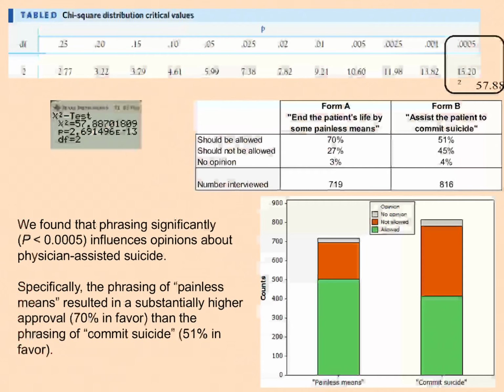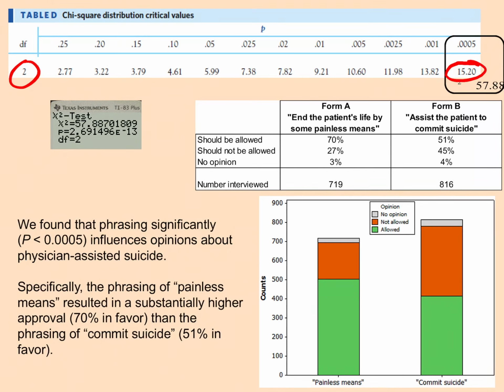All right, so we had a 3x2 table, so our degrees of freedom, again, as we saw earlier, is 2. So we're looking on row 2. You go all the way to the right, and the table sort of ends at 15.2. We have a chi-square of 57.88. So we know that our value is way off to the right of that. So it's very highly significant, less than 0.0005, as you see right here. And this tells us that the way that the question is phrased does have an impact on the way that people respond in these sorts of surveys, okay?